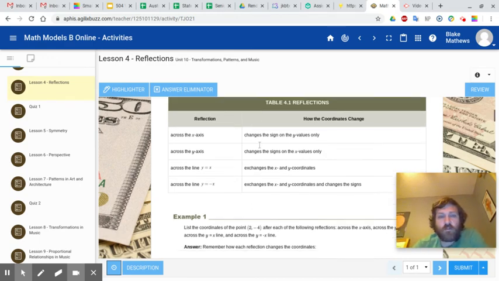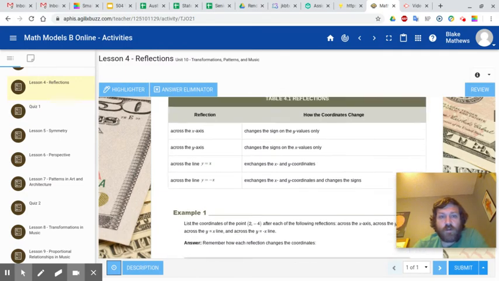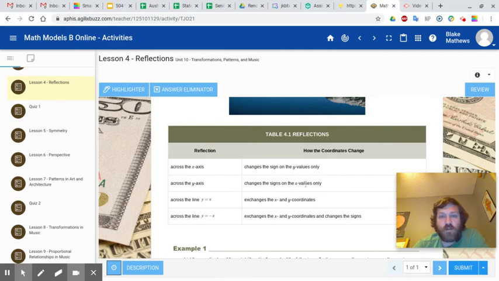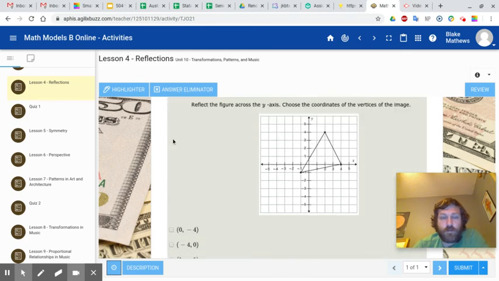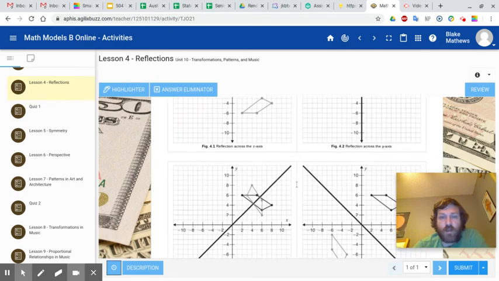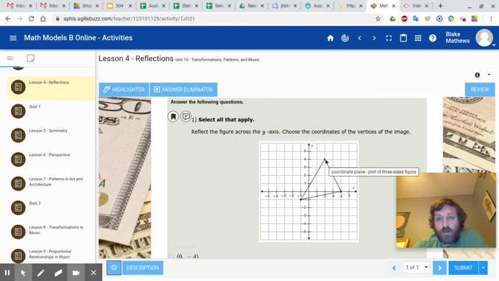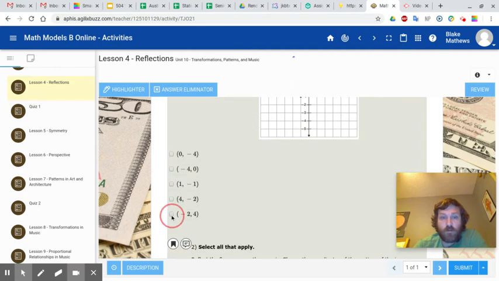you're going to apply. So for instance, reflect the figure across the y-axis. So it says here that when we reflect across the y-axis, we change the sign of the x value only. That's all you have to do. So when I hop down here, reflect across the y-axis. So I'm going to change the values again of the x values, the sign of the x values. Meaning if it was positive 2, it's going to be negative 2. So in other words, just visually, that means this point is moving here, right here. So that means that if it was 2, 4, it's going to be negative 2, 4. And that's all you got to do.